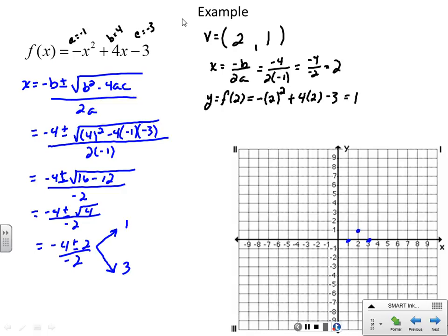So if it says find the zeros, that's what it's asking you to do. It's asking you to find those intercepts. You can either factor it or you can use the quadratic formula. In Chapter 9, we're going to do this with third-degree polynomials. And you just did it with a second-degree polynomial. Okay?